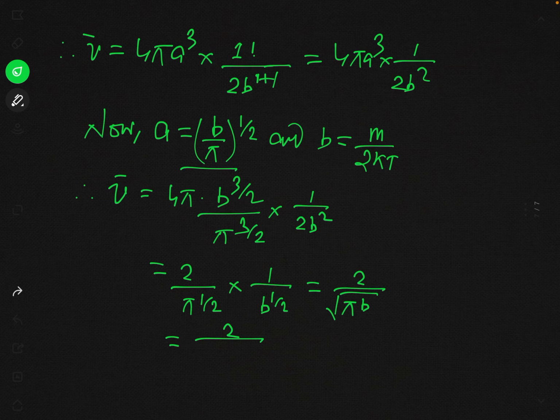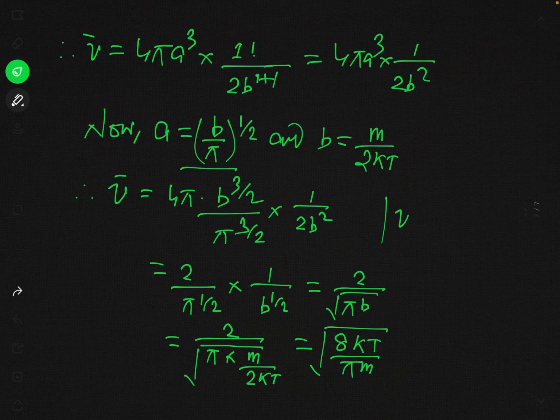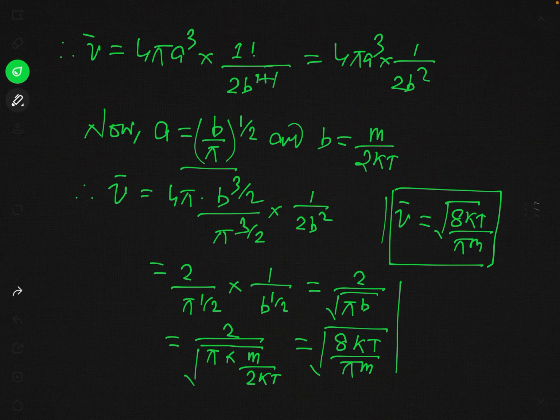You can see this will be 2 over square root of pi times b, and b is m over 2 kt. So if you simplify it, you will get square root of 8 kt over pi m. Actually I have included this 2 inside the square root, making it 4. So what you get here is that the value of the average speed is simply the square root of 8 kt over pi m. This is the value of the average speed of molecules of a perfect gas.